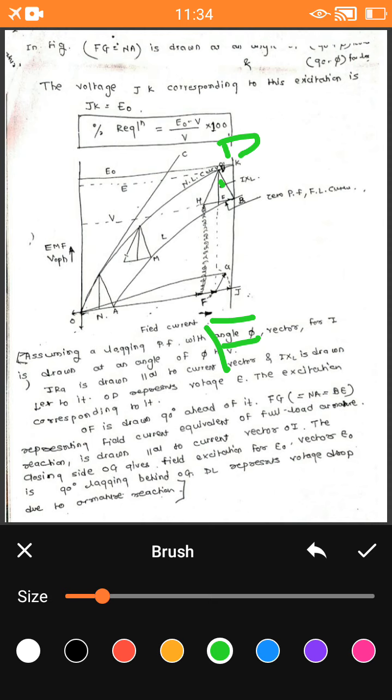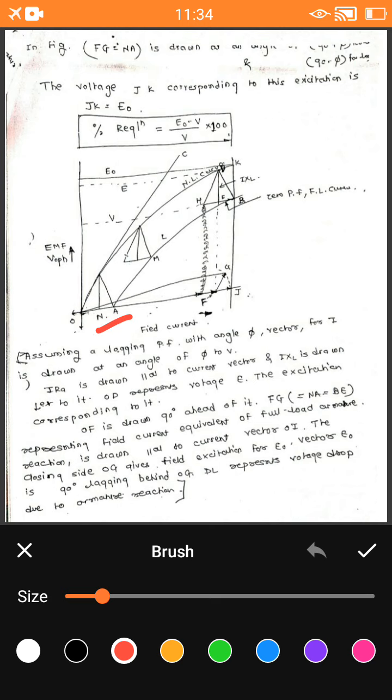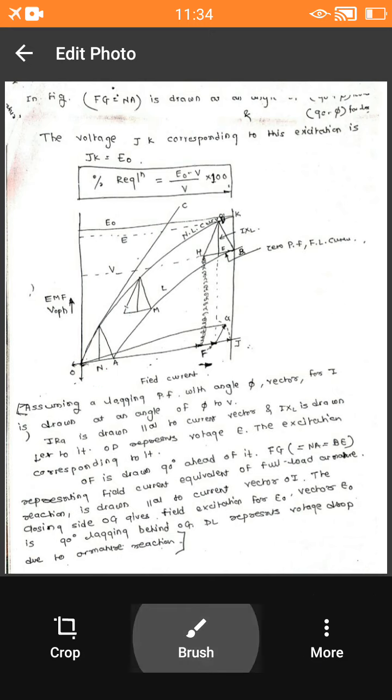Obviously this is the value of E but not the value of E0. The field excitation corresponding to E is given by NA equal to BE. So this is the consideration to overcome armature reaction. Hence we add NA vertically to the given ampere turns, and we get the excitation EA, whose value can be read from the no load curve.